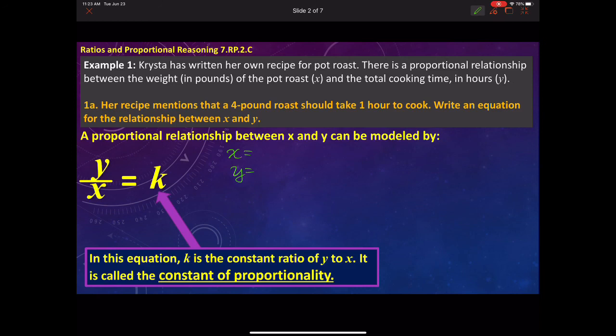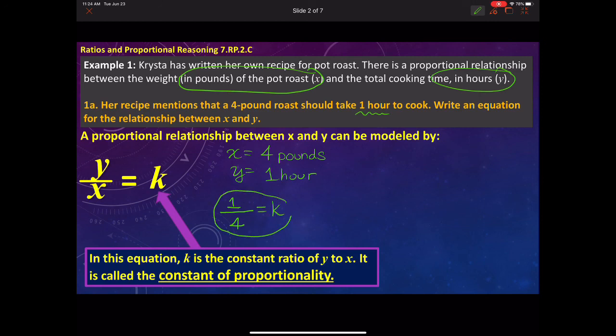Our X is the weight of the pot roast, so the pot roast is going to be 4 pounds. And our Y represents the time in hours, and it says 1 hour. So if we want to know what K equals, we take the Y value, which is 1, and divide it by the X value, which is 4. We could very well leave it that way, 1/4, because that's in lowest terms. It's totally acceptable to leave it that way.